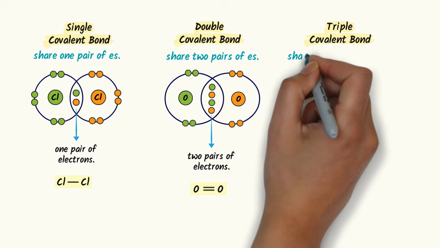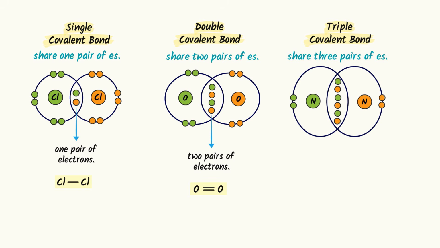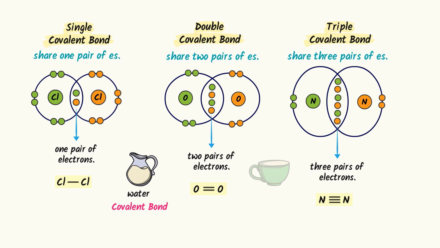Lastly, when two atoms share three pairs of electrons, they will form a triple covalent bond. For example, consider a nitrogen molecule. Here, the two nitrogen atoms share three pairs of electrons. So, nitrogen molecule has a triple covalent bond. Remember that it is represented by three lines between atoms. Some common examples of covalent bonds are water, the common sugar which we use, and all organic compounds contain covalent bond. Hence note down this important concept of covalent bond.